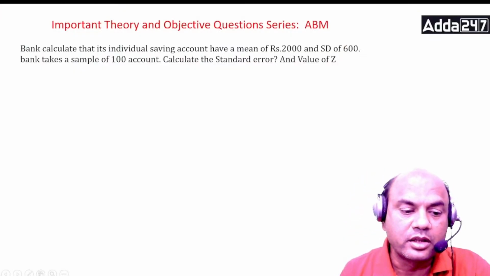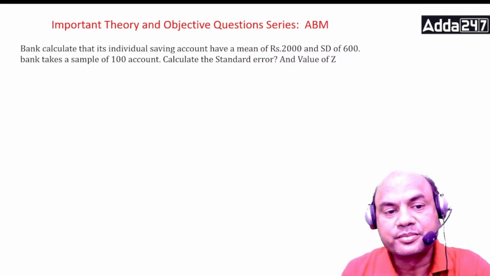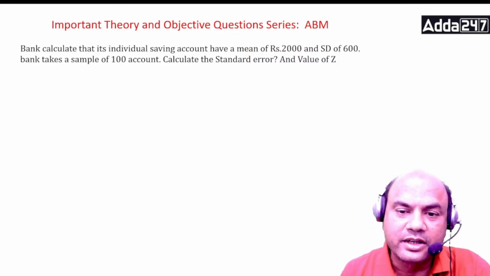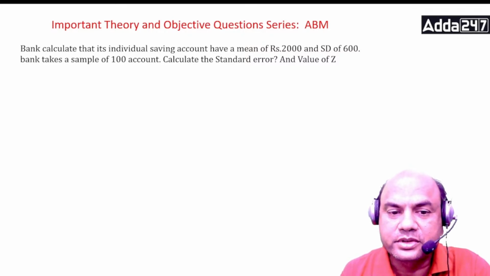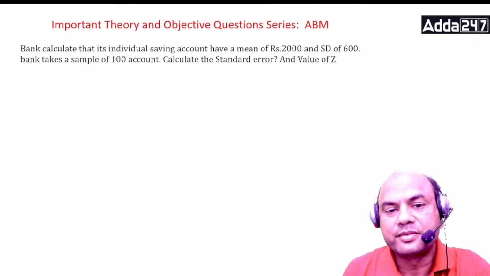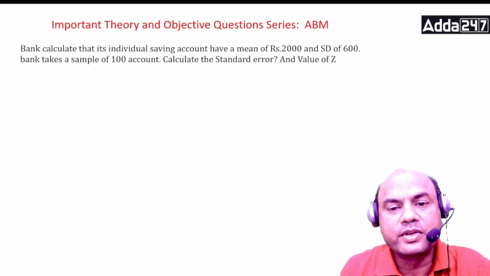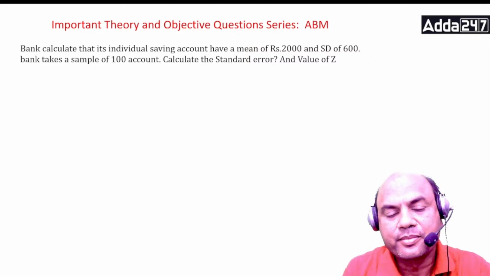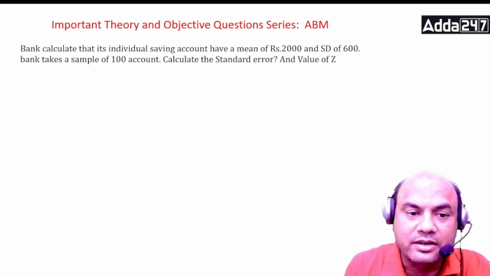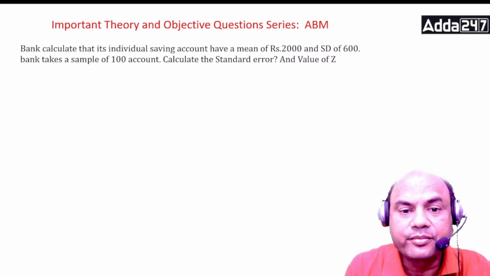Sampling. The numerical is from sampling distribution. A bank calculates that an individual savings account has a mean of 2000 and a standard deviation of 600. The bank takes a sample of 100 accounts. Calculate the standard error and the value of Z. So two things are asked, standard error and value of Z. Now one point you should always remember in sampling: what is given is very important. So the mean is given. This mean is of the population, sorry, population mean.